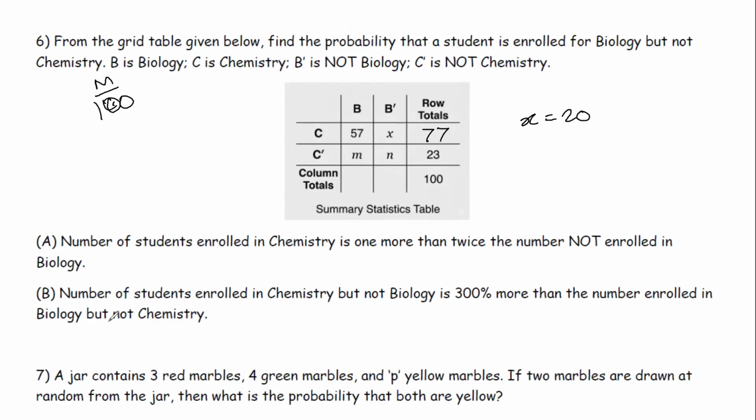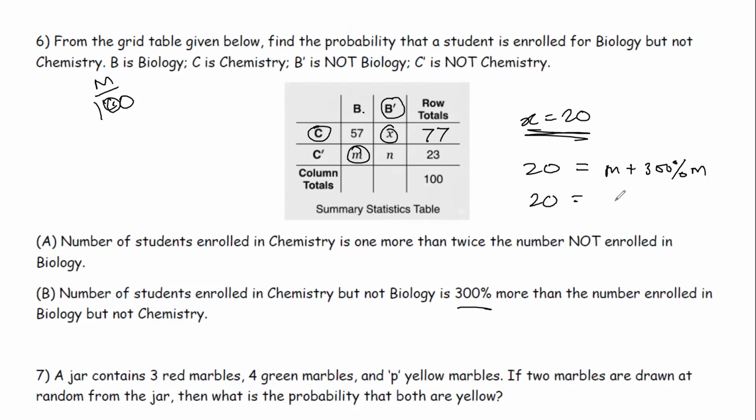Number of students enrolled in chemistry but not biology. Chemistry but not biology is X. So we know X is 20. So 20 is 300% more than the number enrolled in biology but not chemistry. Biology but not chemistry. So it is 300% more than the number enrolled in. So 300% of M, right?